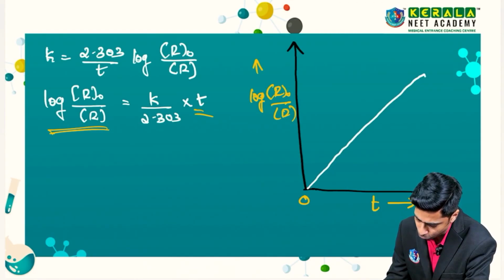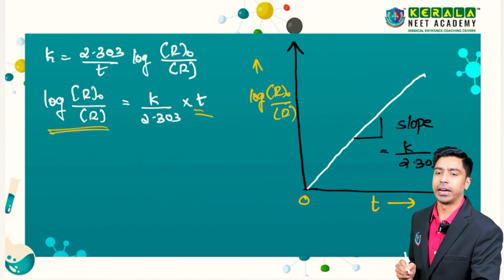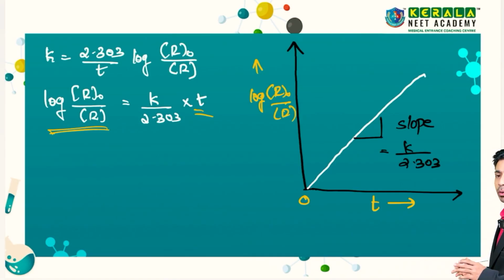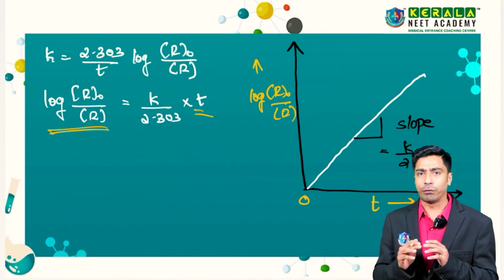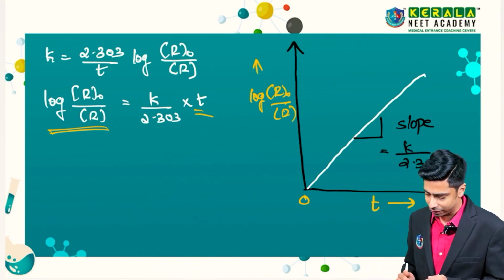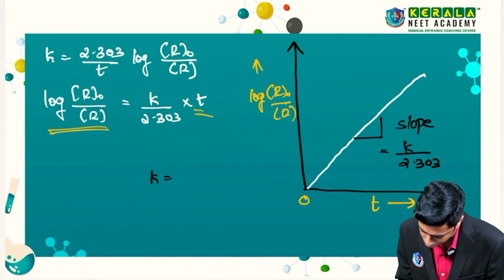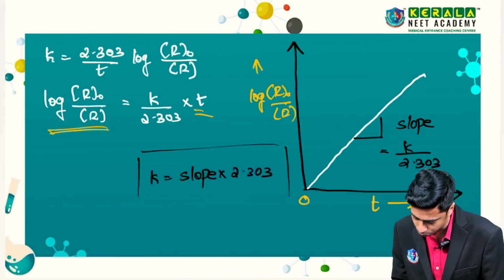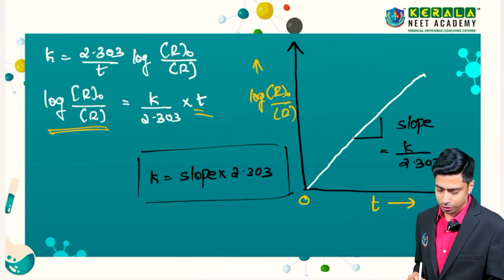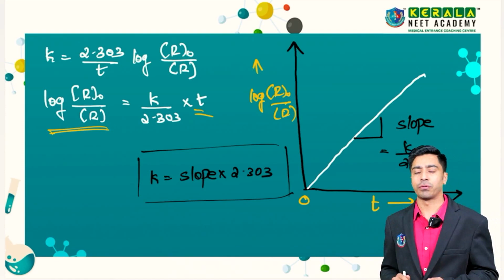And here the value of slope is equal to k divided by 2.303 for a first order reaction. So if you plot log R0 by R versus time, the value of k is equal to slope into 2.303. So remember all these equations. Now we'll move on to some examples for a first order reaction.